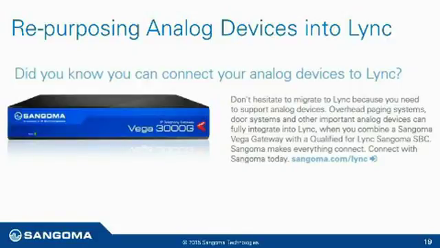So the important message is that you can keep your analog phones and analog lines and on-ramp them to the Lync interface by using voice over IP gateways. A product that Sangoma has is this Vega 3000G that can hook up 24 analog lines, right? And convert these analog lines to voice over IP and integrate directly with Microsoft Lync.